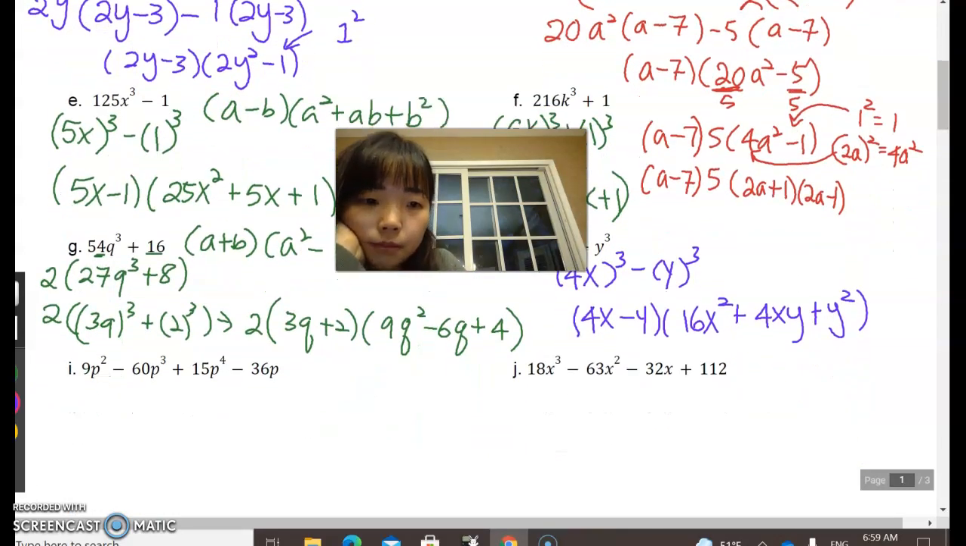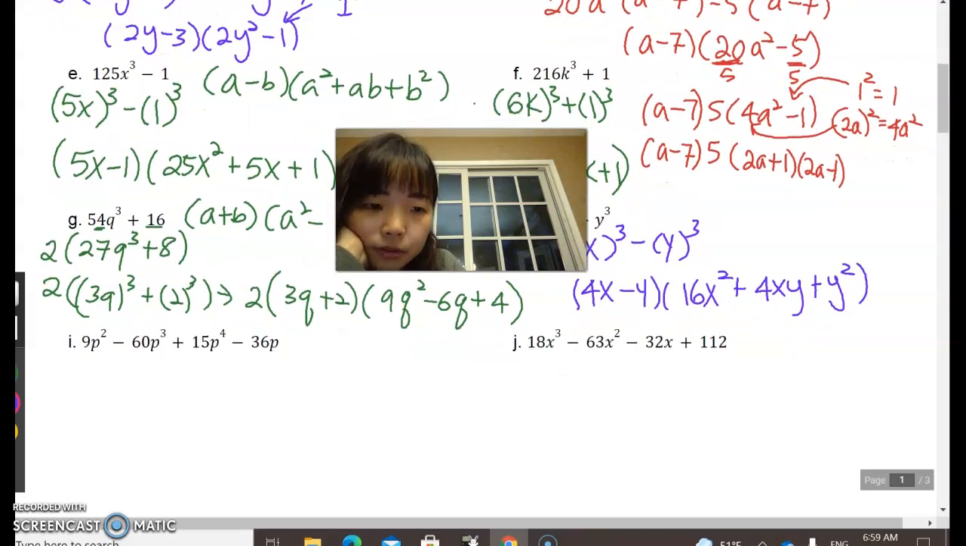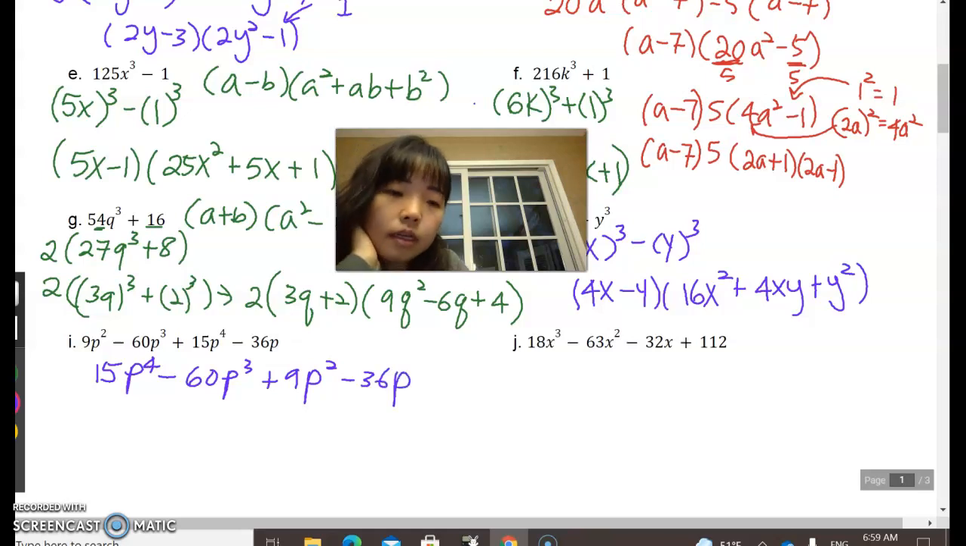This is a lot of questions. Okay, I'm looking at I. I feel like I have to rearrange first, don't I? 15p^4 minus 60p^3 plus 9p squared minus 36p.